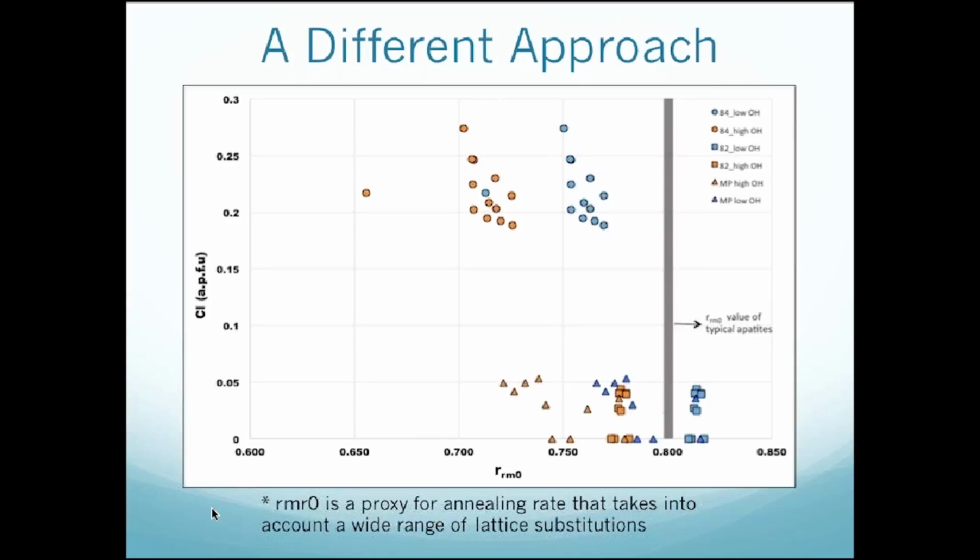There's a lot of markers and colors here, but what's really important to note about this graph is that the gray bar represents the RMRO value of a typical apatite as established by Carlson in 1999. Now, almost the majority of all of our grains yielded values below that. So what that means is that our samples were more resistant to annealing despite the range of chlorine content, or little to no chlorine content, that we got. So what does that mean?